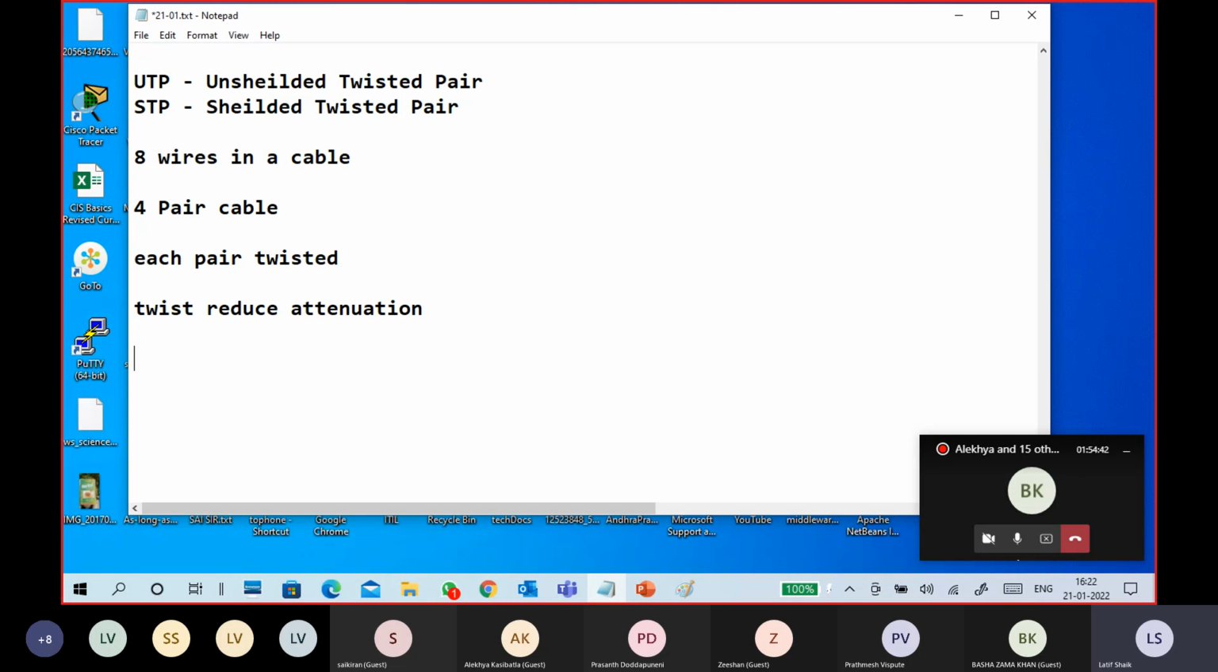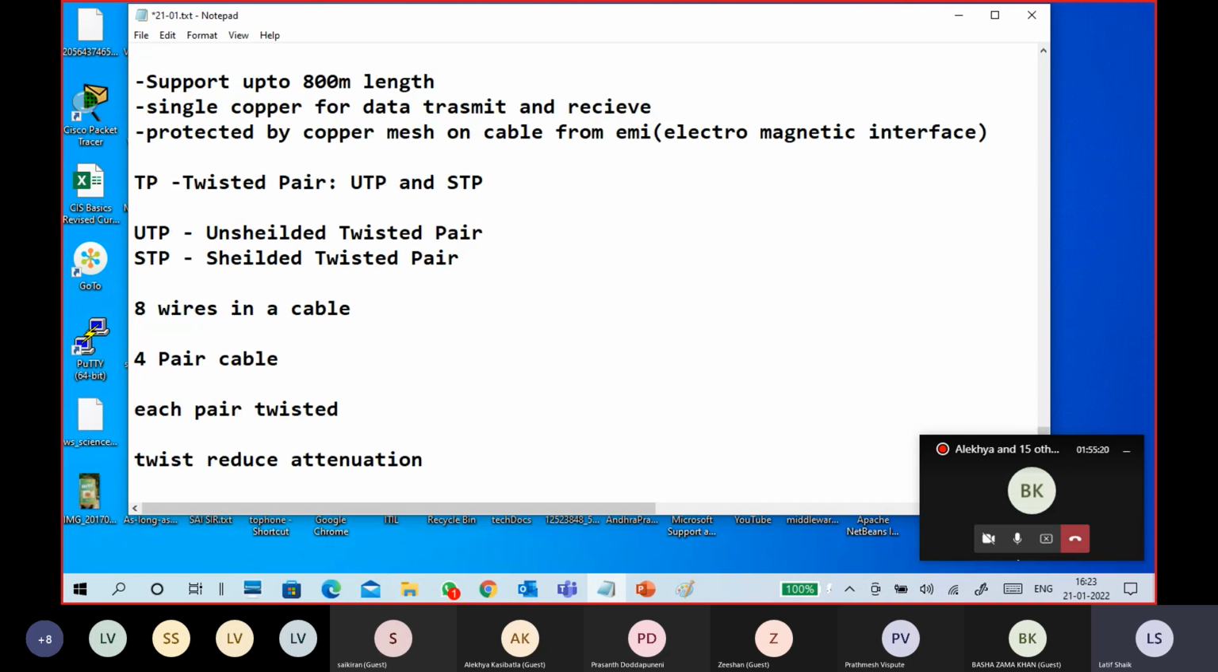As the number of twists increases, the data transmission speed increases. That is the main thing here.